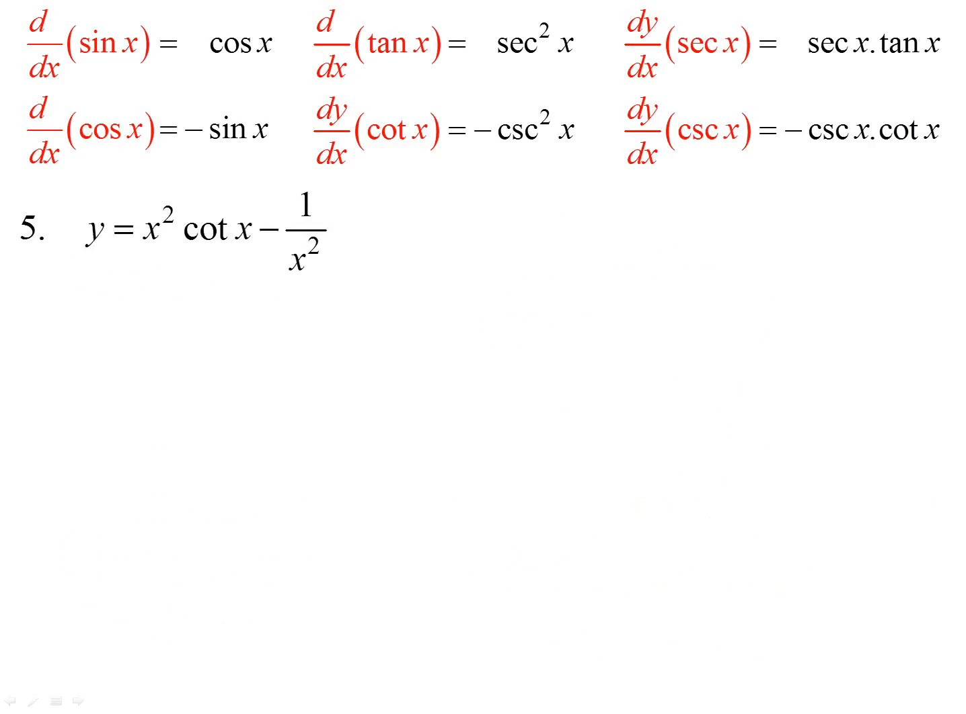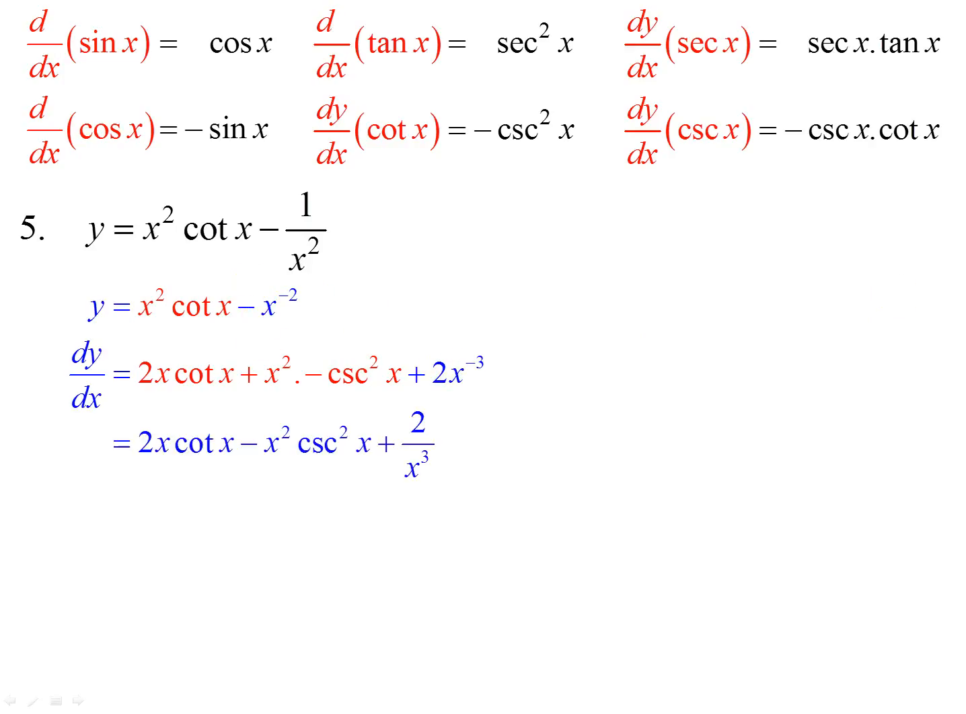Another one. Here's another product rule, and then write this as x to the minus 2. So there we are. So now derivative times that plus that times derivative. Here we are. The one in red is the product rule. 2x times cot plus x squared times derivative of cot is minus cosec squared. That becomes plus 2x to the minus 3. Now what we do is we simplify this a little bit, and we write with a positive exponent.